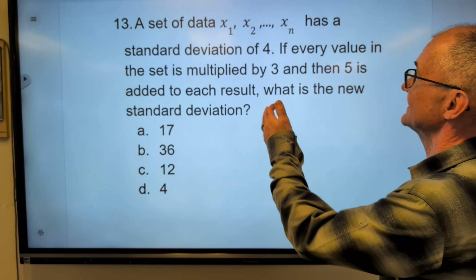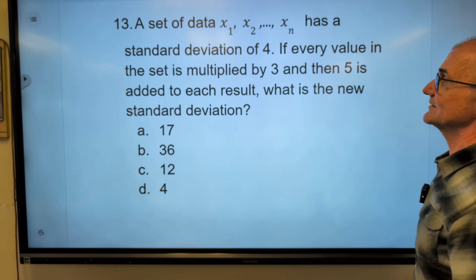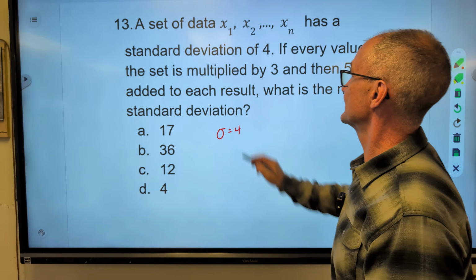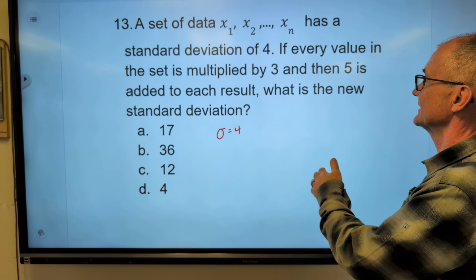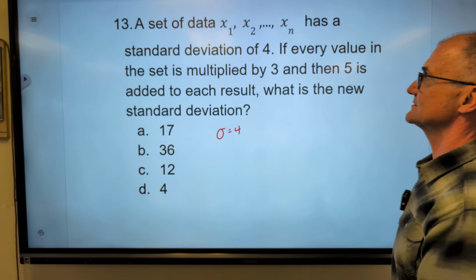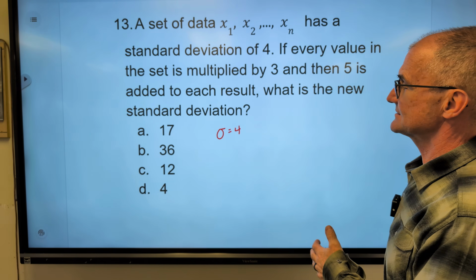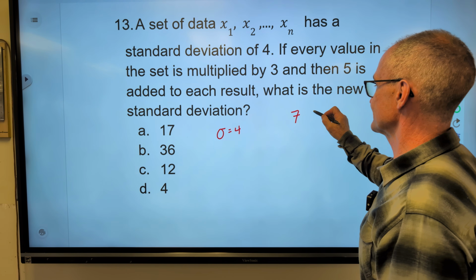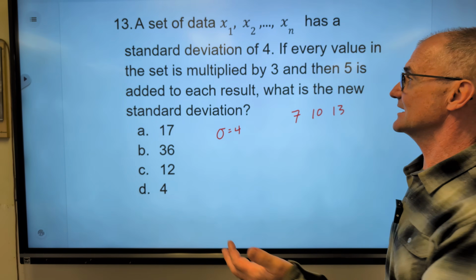Here I have a set of data, one value and then the next value on and on to the nth value, has a standard deviation of 4. If every value in the set is multiplied by 3 and then 5 is added to each result, what is the new standard deviation? So we don't have any values. Let's see if we can figure this out. Let me just pick 3 values. Let's say 7, 10, and 13. I'm just making these numbers up.